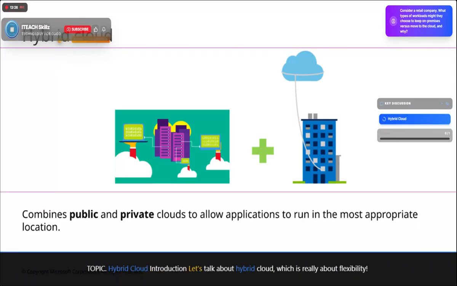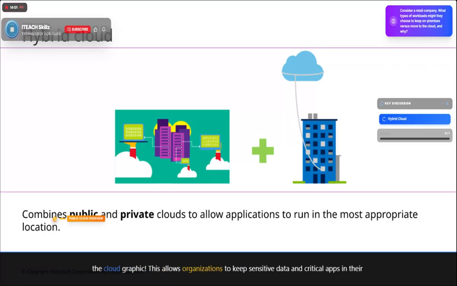Let's talk about hybrid cloud, which is really about flexibility. It's essentially blending a public cloud, like Microsoft Azure, with your own private cloud infrastructure. Think of it like owning a house but also renting an apartment when you need extra space for guests or projects. You use the best option depending on what you're doing at that moment. The visual here shows this nicely. We have a representation of some applications flowing from a private data center, that's the building, and connecting to Azure, represented by the cloud graphic.